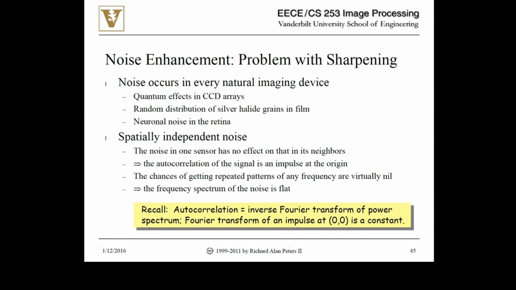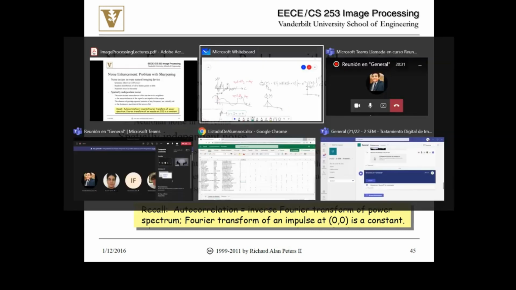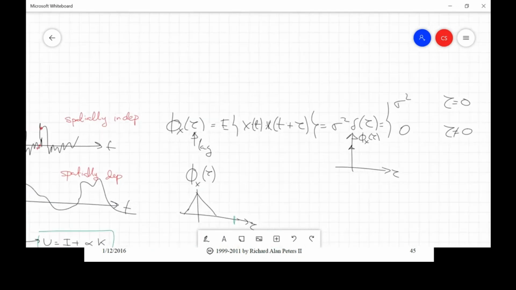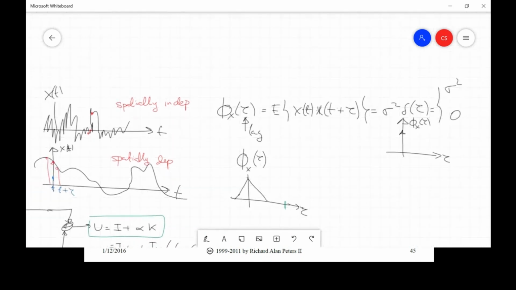Spatially independent noise. The noise, in one sense, has no effect on that of its neighbors. So the autocorrelation is an impulse. That is what we were describing in the whiteboard. Okay, and you know the expression white noise.